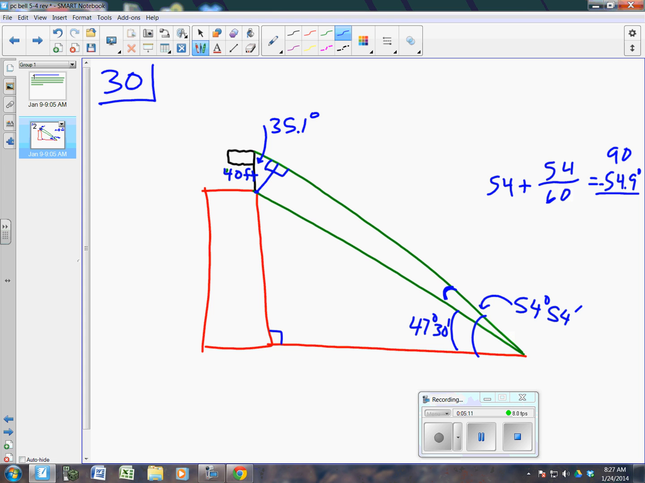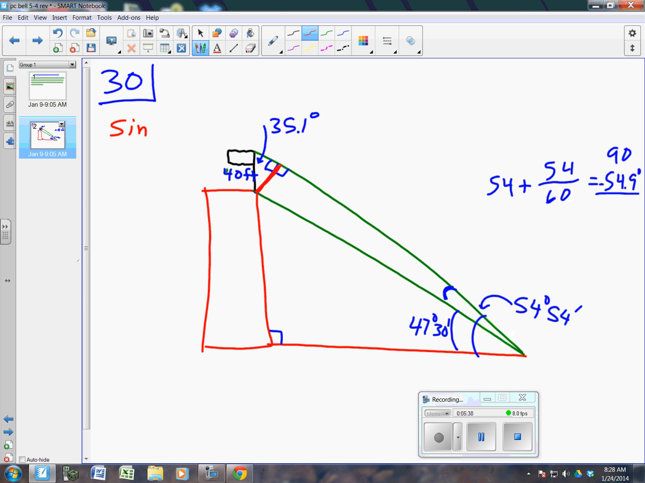Look, I wish we could draw this bigger. I know the length of this side is 40 feet. I know this angle is 35.1, and I want to find this length here, that line we drew in, because it's part of the next triangle. From this angle, which side do I want to know? Opposite. Which side do I have? Hypotenuse. What relates opposite and hypotenuse?